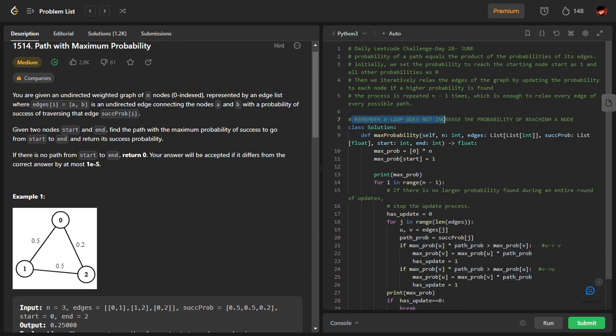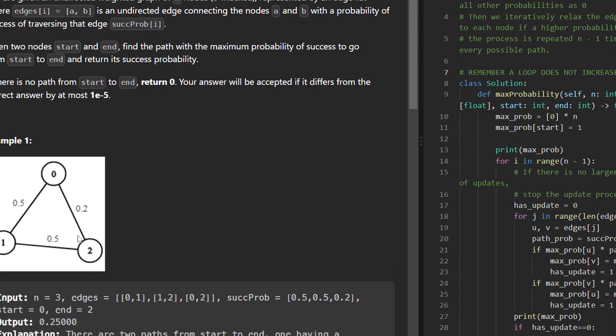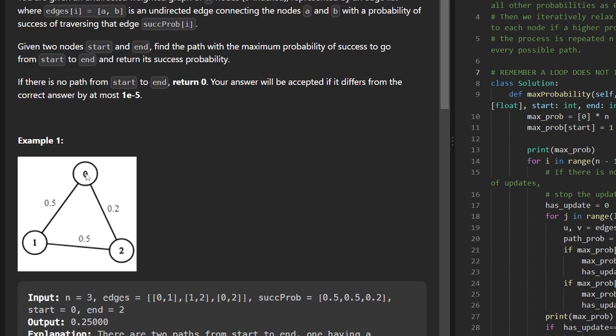Remember, a loop does not increase the probability of reaching a node. Let us deal with an example and then you will understand. Let us say I start from zero. I go to one. I have a probability of 0.5 now.